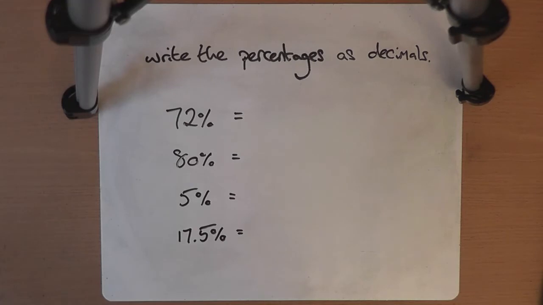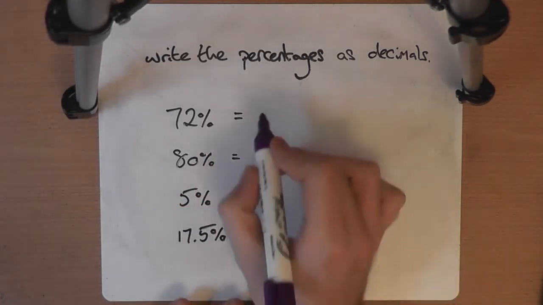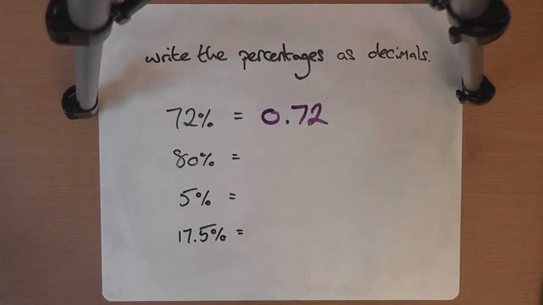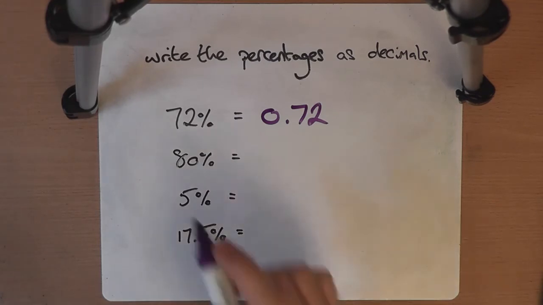Write the percentages as decimals: 72%, 80%, 5% and 17.5%. So we've just seen how we write percentages as decimals. Properly, mathematically speaking, we are going to divide our percentage number by 100. Practically speaking, we can just do it a bit by eye. So 72% dividing by 100 properly, or just doing it by eye, will be 0.72, where the digits are the same and they've just shifted down the hundreds, tens, units column.